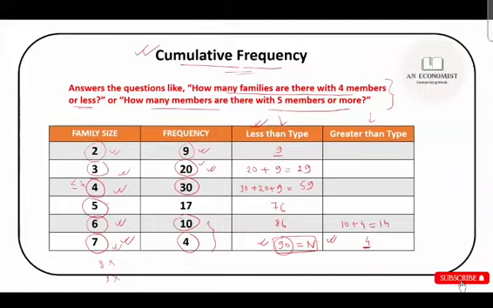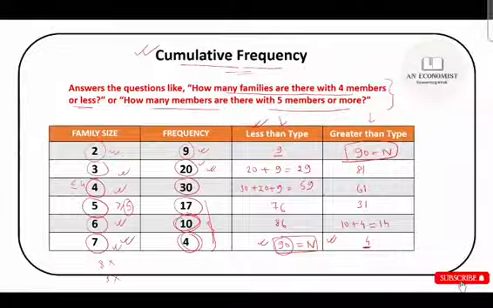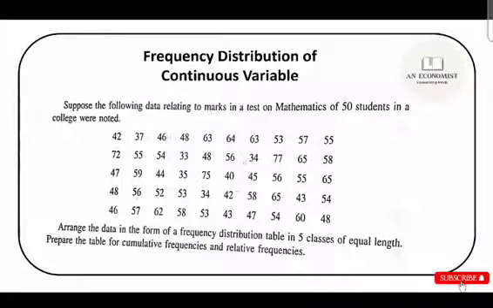Now, how many families are there with 5 members or more? So greater than or equal to 5 members is what you are trying to check. You will take exactly 5 members, exactly 6 members, and exactly 7 members and just add them up. You will have 31. Then you have 61. Then you have 81. And then here you will get back 90. So the point that I'm trying to make here is that if you are calculating less than type frequency, this particular cell will give you the total frequency. And when you are calculating greater than type frequency, this particular cell will give you the total frequency. And that is the best way of checking your calculation. Okay, I hope this is clear.